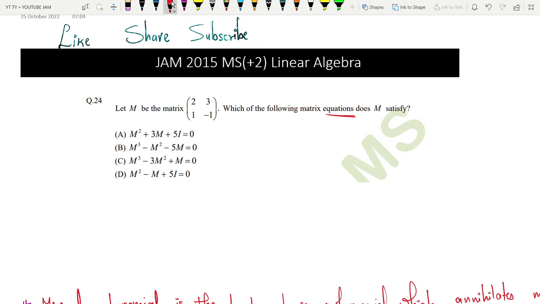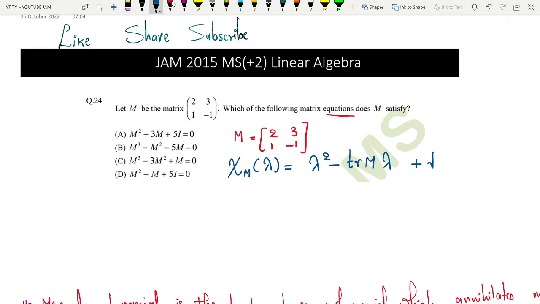By Cayley-Hamilton theorem, every square matrix satisfies its own characteristic polynomial. So we'll find out the characteristic polynomial for this matrix. The matrix M is nothing but 2, 3, 1, minus 1. We know that given a 2 cross 2 matrix, the characteristic polynomial of such a matrix in terms of lambda is given by lambda square minus trace of that matrix times lambda plus the determinant of that matrix.